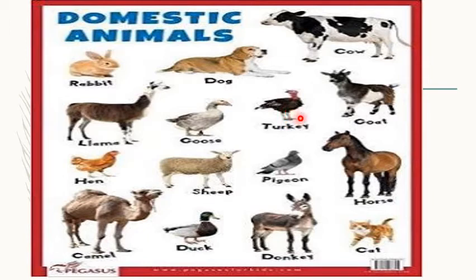Good. The next we have is goat. Say it. Goat. Good. The next we have on the picture is hen. Next is sheep. Say it. Sheep. Now the next we have is pigeon. I hope you've seen this bird before. Now this is the bird called pigeon.